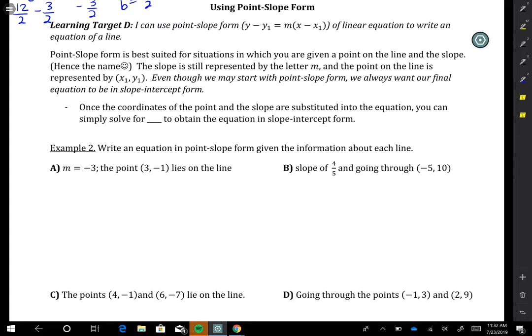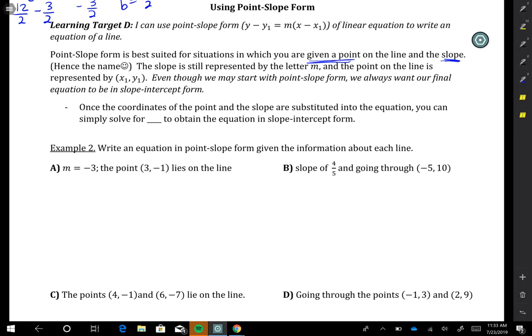Now, point slope form is best suited for situations in which you are given a point on the line and the slope. And hence the name, right? So if you know a point on a line and a slope, I would highly suggest starting with point slope form when writing the equation. The slope is still represented by the letter m, and the point on the line is represented by x1, y1.